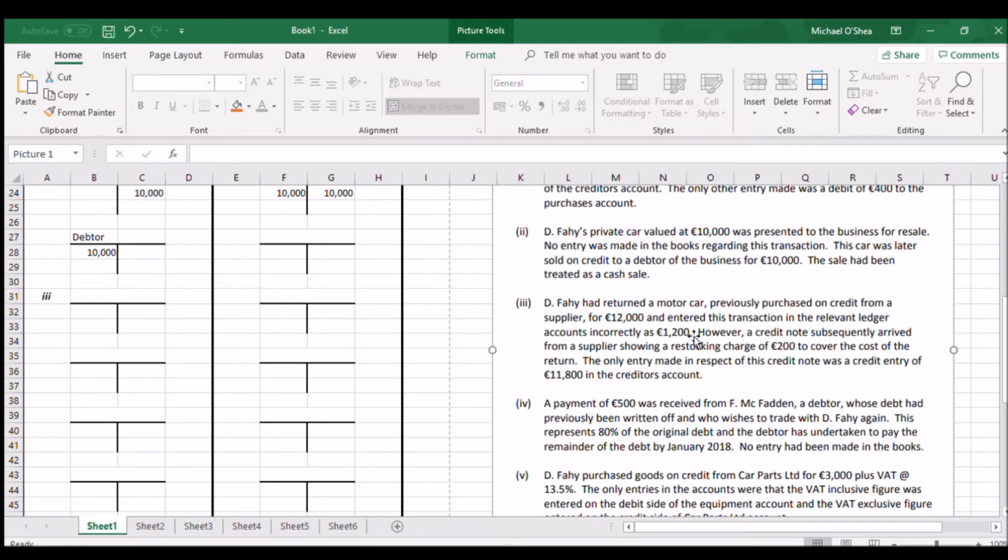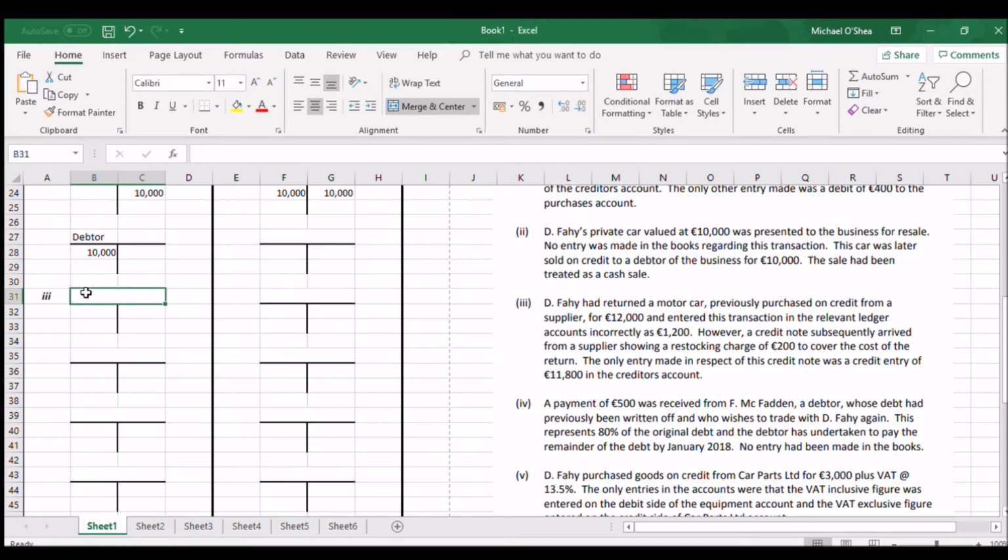Entered this transaction incorrectly. Credit note has arrived, so that's the second part of the question. We'll look at the first part first. Fahy returned a motor car previously purchased on credit from a supplier. So if I purchase something from a supplier, I've made a purchase from a creditor. If I then go and return it, that's the purchases return. Purchases return. And the other account I'm dealing with is creditors.